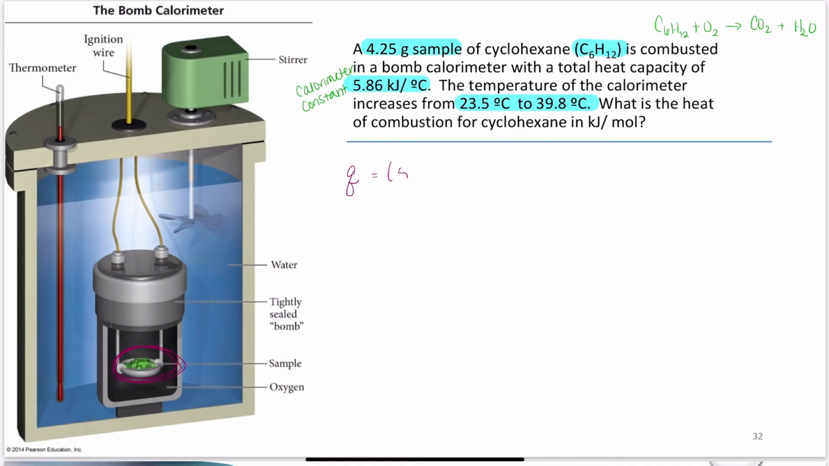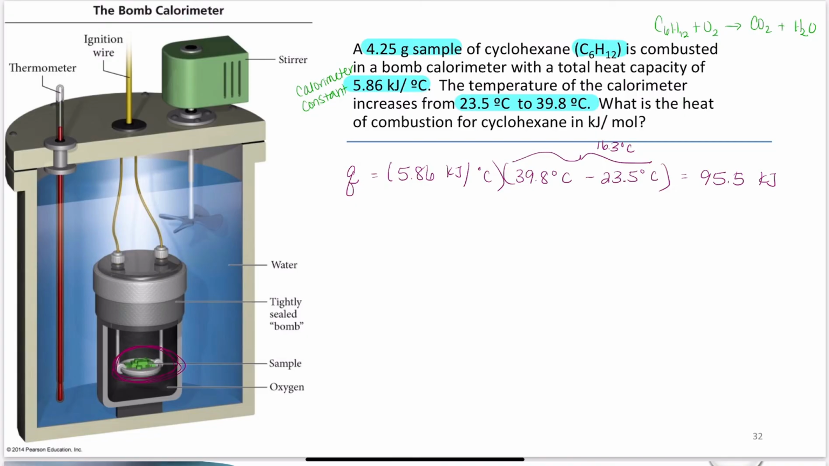Our Q is equal to our calorimeter constant, 5.86 kilojoules per degree C, times our temperature difference, 39.8 degrees C minus 23.5 degrees C. If you check this, the temperature difference here is 16.3 degrees C, so we keep our 3 sig figs. This gives me 95.5 kilojoules.